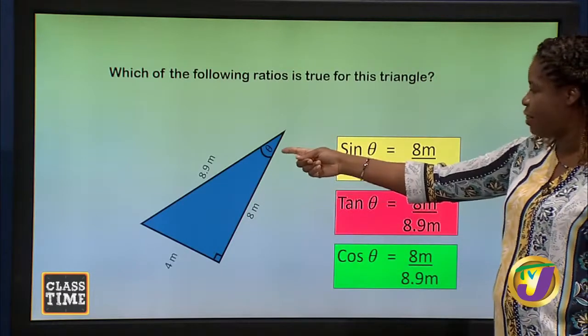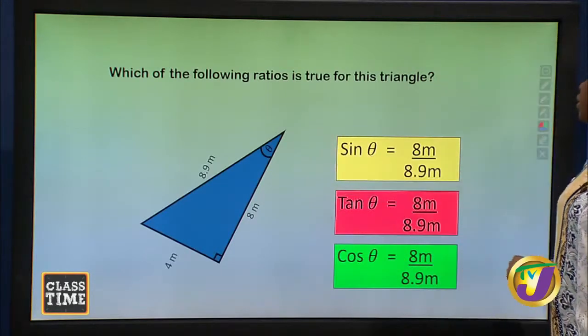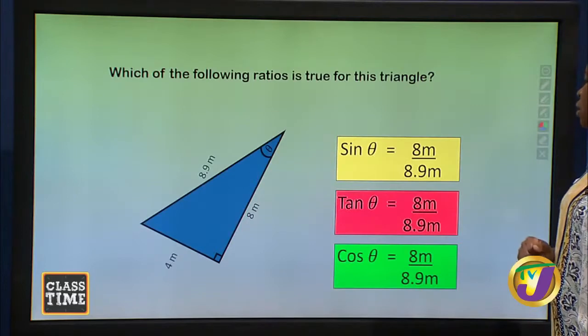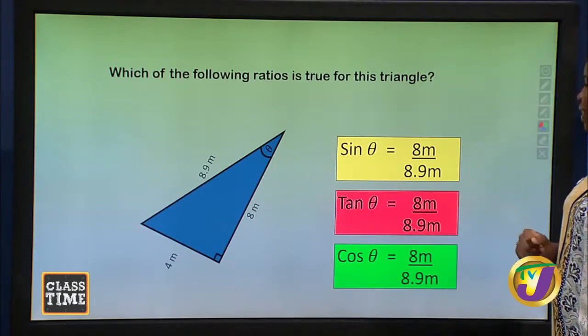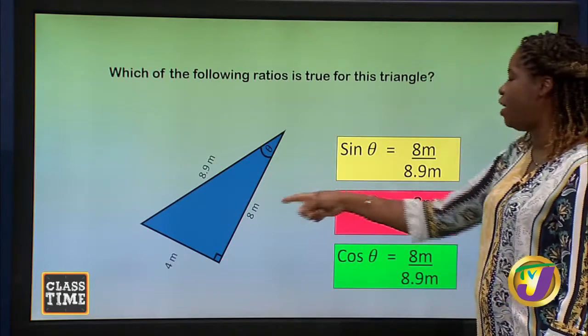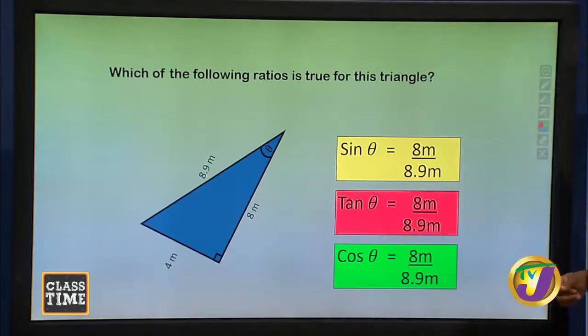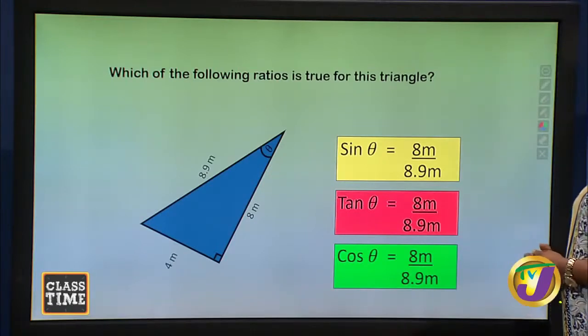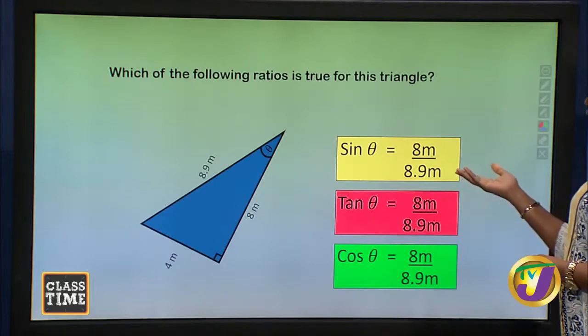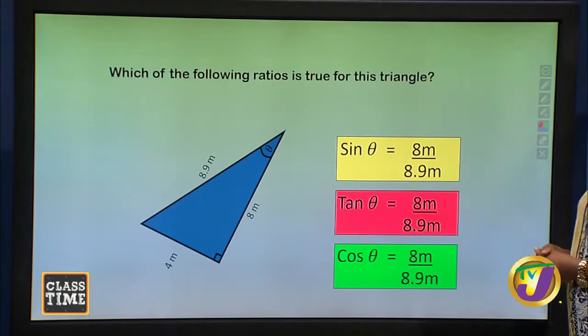We are looking at theta here. Opposite to theta, we have side 4 meters. Adjacent to the angle is 8 meters. If we know that sine theta compares the opposite side and the hypotenuse, then clearly the sine option is wrong. 8 meters is not opposite to the angle, so we can eliminate that one.